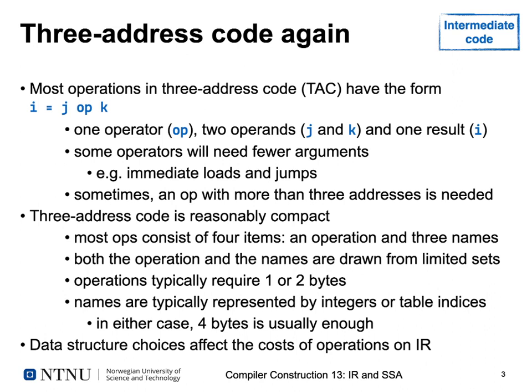So essentially you can store them compactly in a data structure, and which data structure you actually choose for storing your 3-address code instructions affects the costs of doing operations on this intermediate representation. For example, if you want to perform optimizations on your intermediate representation code.